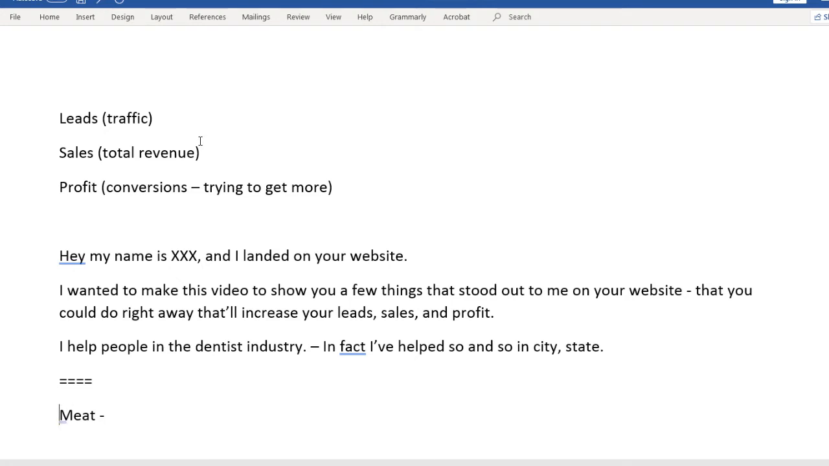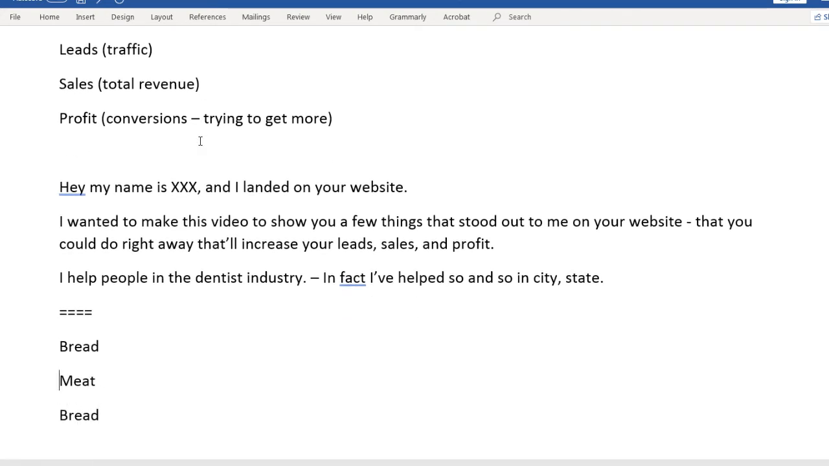So the sandwich method, if you think about a sandwich, there's a piece of bread on the top, and then you have the meat, and then you have bread. So here's what I mean by this. The bread is going to talk about what they're doing right now that stands out to you that they're doing right. So in essence, this is going to be some positivity.